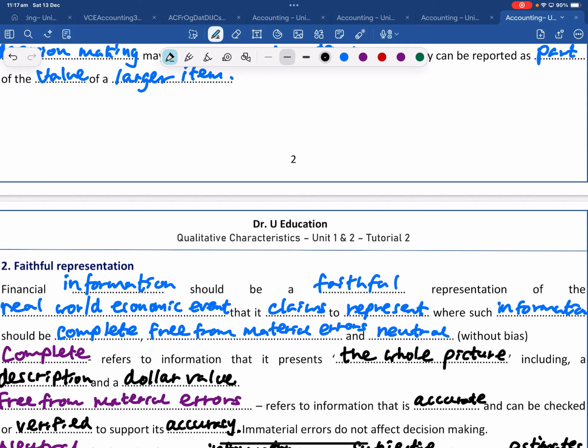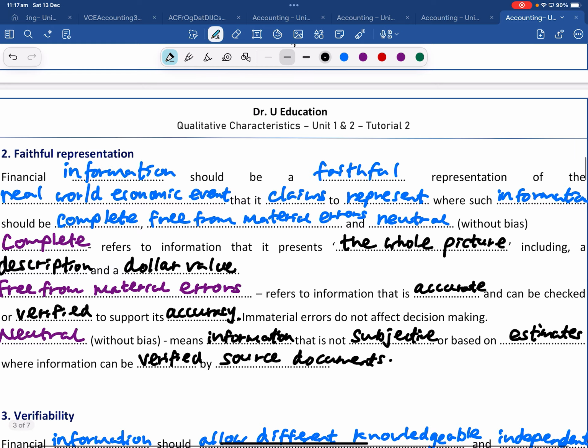Next one, free from material errors. That means 2,000 we can't record as 200. Right? 2,000 being recorded as 200, is it material or immaterial? What do you think? Material, yes, because we have reduced it by 1,800, that's wrong. 2,000 has been recorded as 200 incorrectly, meaning it's a material error. You can't record like that.